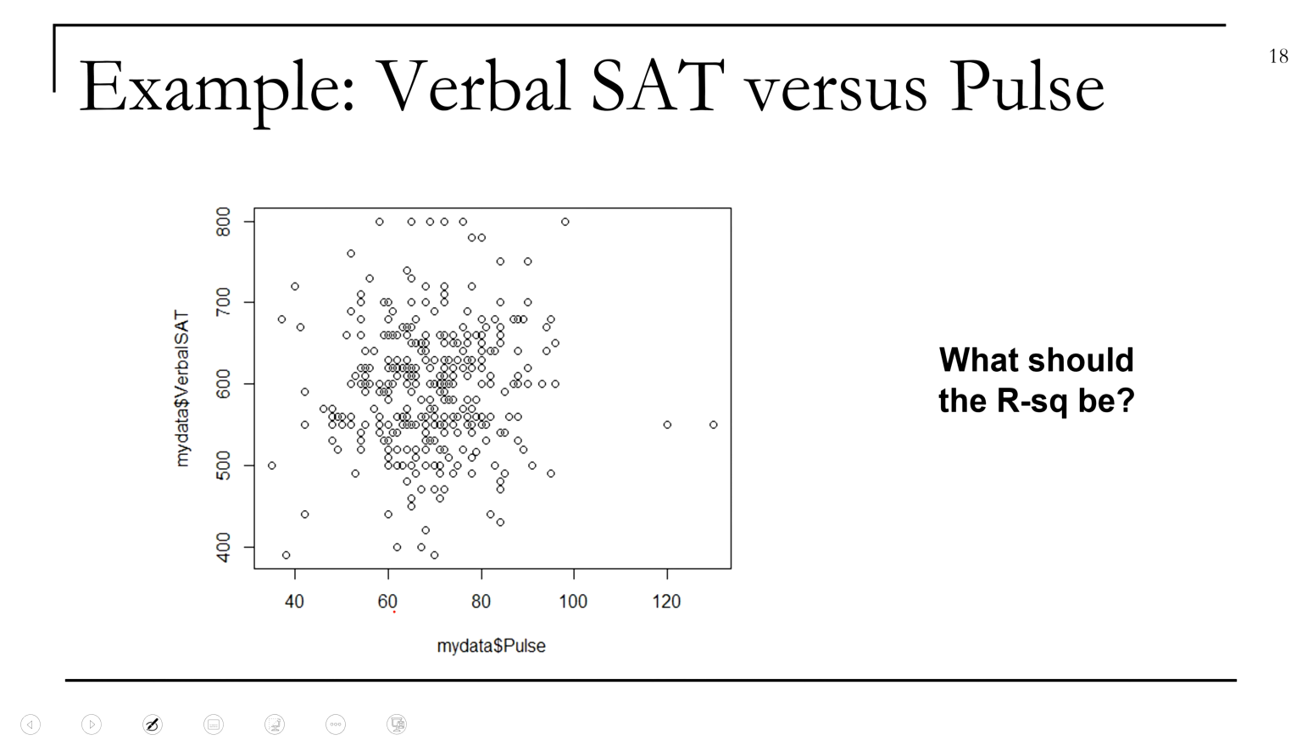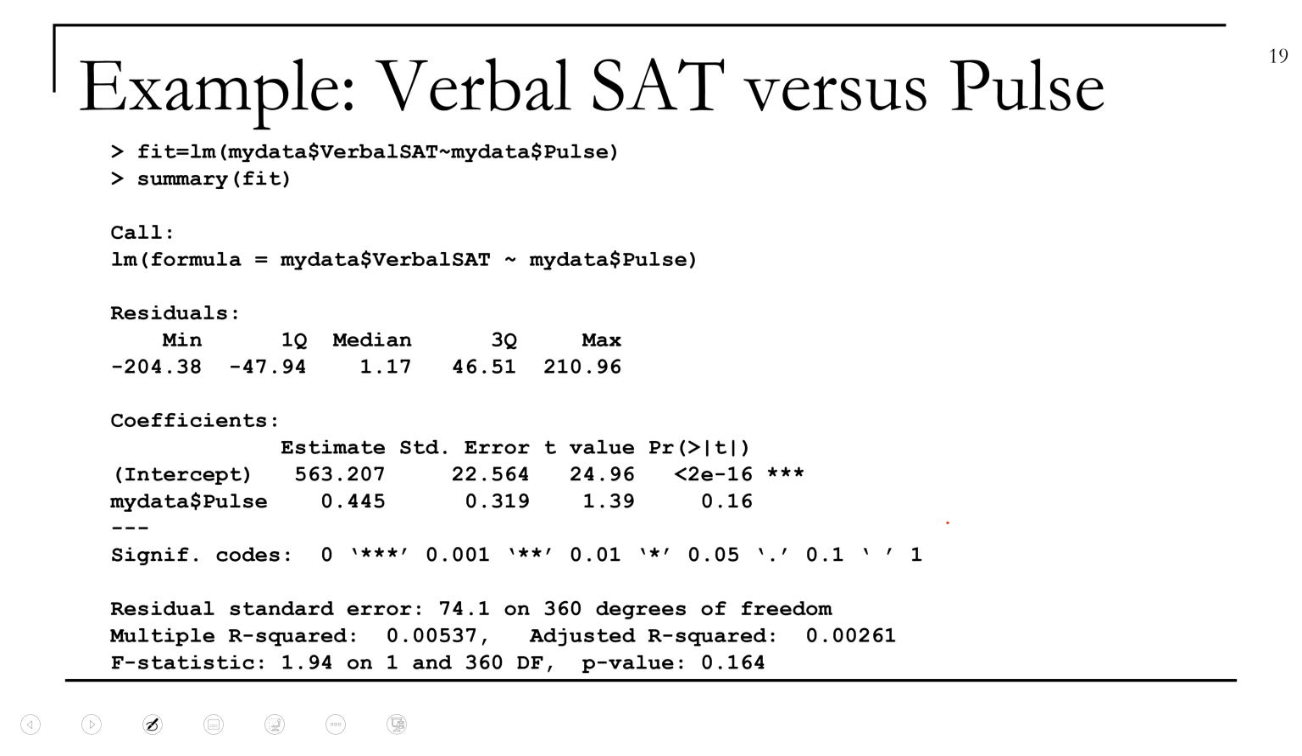For something like this, SAT versus pulse, it looks like a silly thing to do. The SAT should not be related to your pulse rate, and it looks like there's no relationship whatsoever. What should R squared be? In this case, R squared should be 0, and S sub e in this case is not 0. It's some large number. That tells me there's a lot of noise in the system.